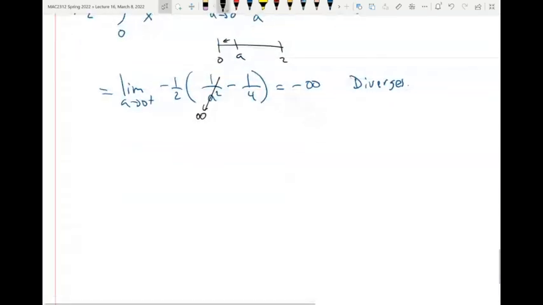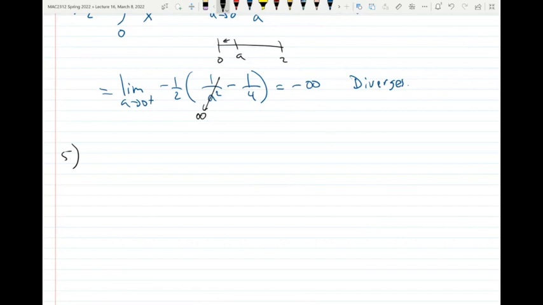Then for the last one, let's do number 5. The integral of 1 over square root of x times x plus 1. This is type 1, right? Well, actually, it's type 1 and type 2. Remember, this is the one that has 2 types. So what should we do?